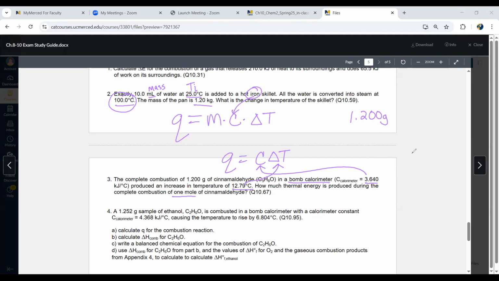Okay, I will show you how this works. So we know how much heat was gained when we did 1.200 grams of this. So let's plug this in. So the reaction is combustion, which is equal to negative Q, which is equal to negative CΔT. Don't forget the negative sign. So this is negative. C is the C for the calorimeter. So we've got 3.640, unit is kilojoule per degrees Celsius. That's right there in the problem. Times the temperature change, which is 12.79 degrees Celsius. Okay, so I will get this value, and this will be equal to the enthalpy of the combustion reaction.